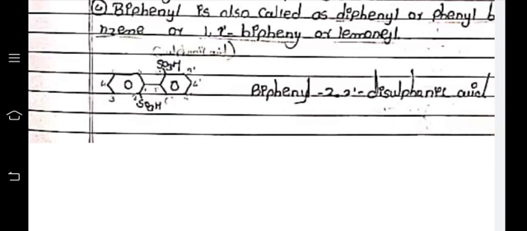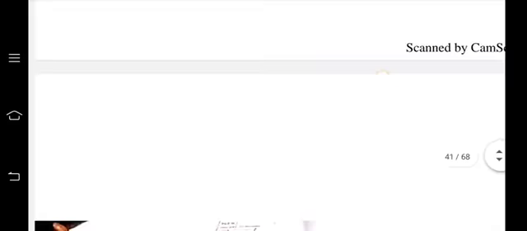On one ring there is an SO3H, on another ring there is an SO3H. These two rings make the biphenyl compound. So one ring is numbered 1, 2, 3, 4, 5. Another ring is numbered 1 dash, 2 dash, 3 dash, 4 dash, 5 dash, 6 dash. So we can mention first biphenyl, then 2, 2 dash disulfonic acid, as the compound.